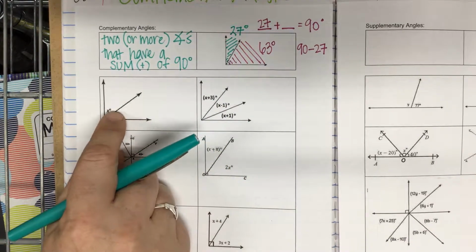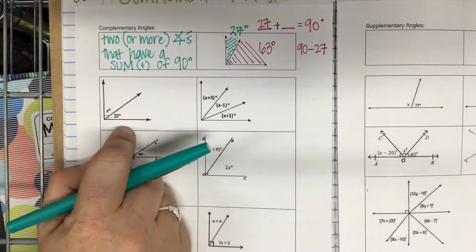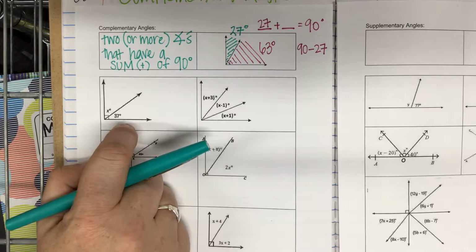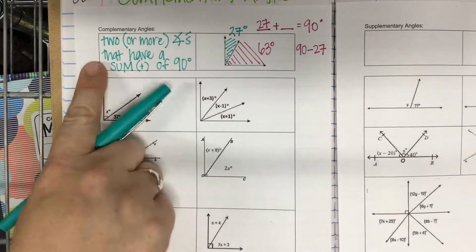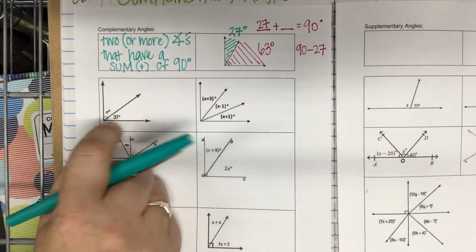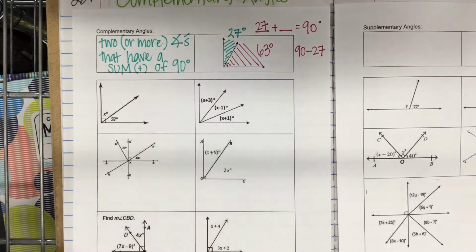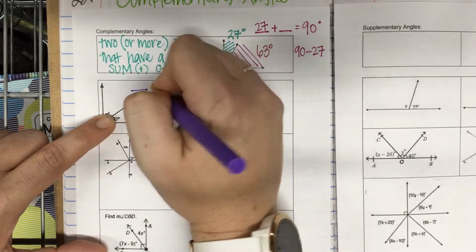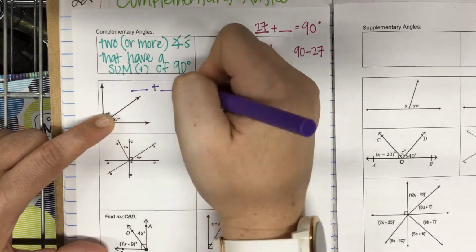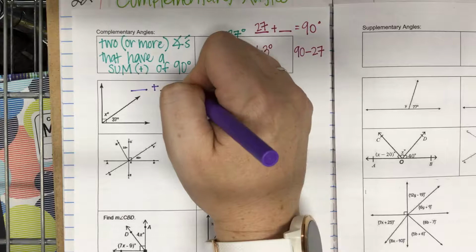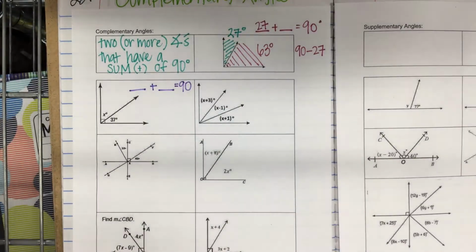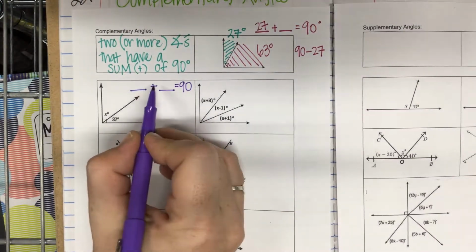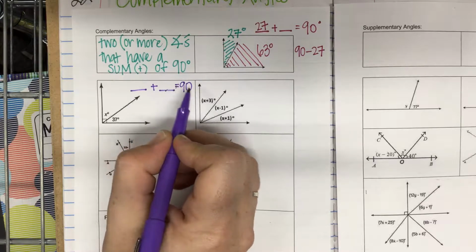So here we go. Let's start talking about these because some of these are going to be really easy and straightforward. Others are going to be a little bit harder. This is an easy example. If you look here, I know that something plus something, Alex, go to the tables, please, equals 90. I know that angle 1 plus angle 2 is equal to 90.